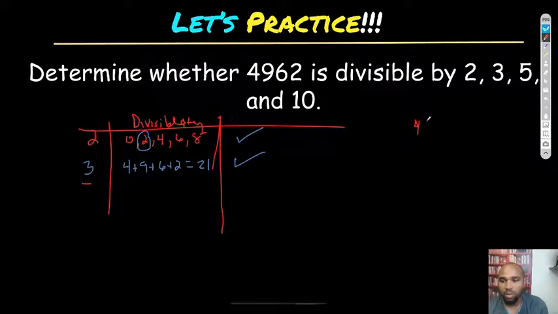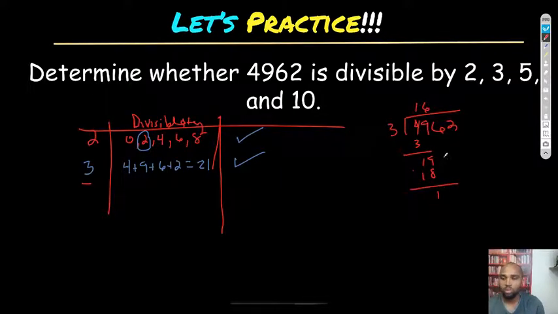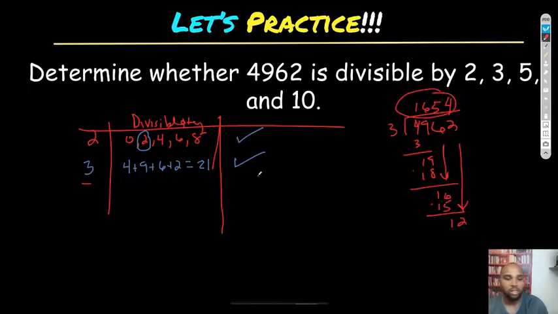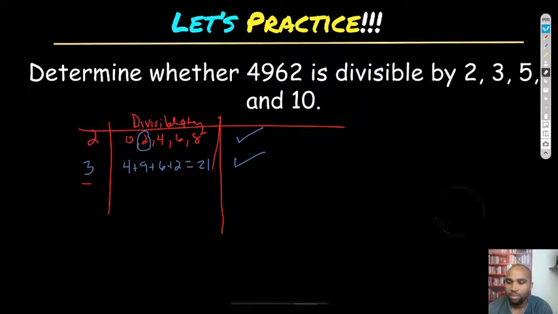4962 divided by 3 goes in there once. 6 times 3 is 18. 19 minus 18 is 1, bring down my 6. 3 goes into 16 5 times, giving me 3 times 5 is 15. 1 left over, bringing down my 2. 3 goes into 12, a beautiful 4 times. Nice, good whole number. So yes, it can, as we just modeled.